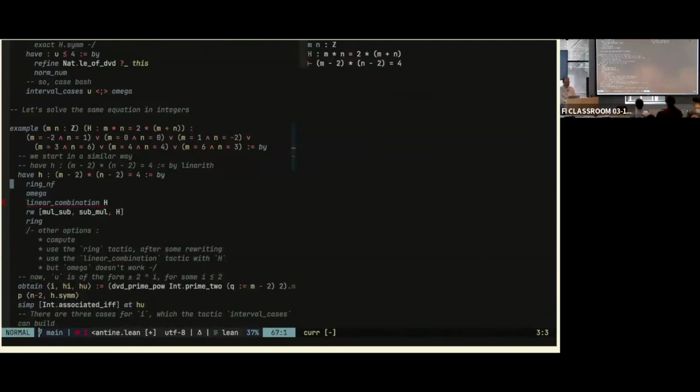So it requires some skill to be used to using those tactics to find the cases. But it's good to know that they exist and to try them.